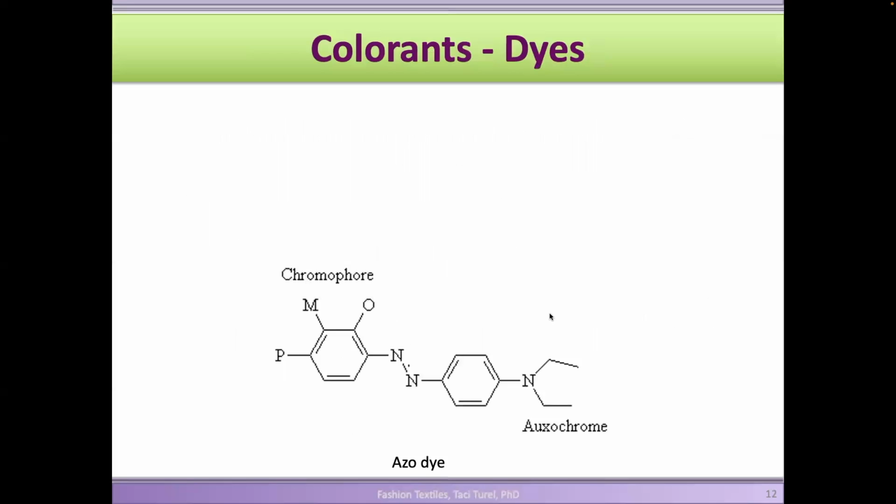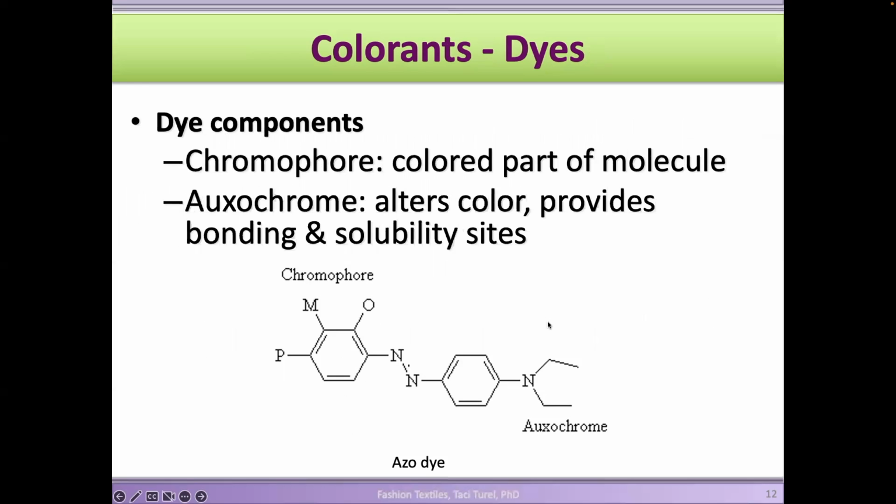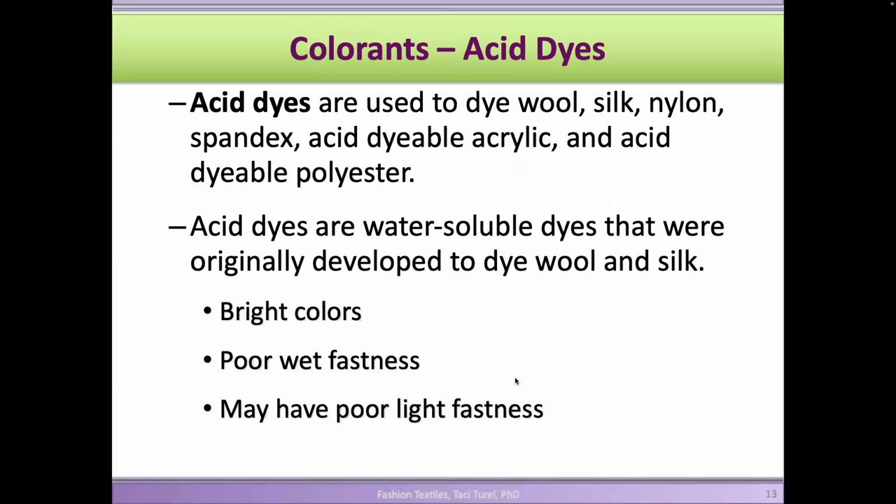This is an azo dye molecular structure. So this section here is called the chromophore, and that is the auxochrome. So those are the components of a dye. The chromophore part is the colored part of the molecule. This part is the part that allows the bonding onto the fabric.